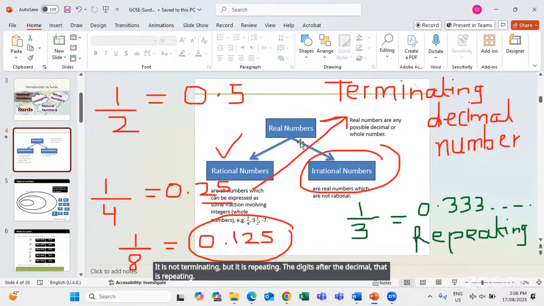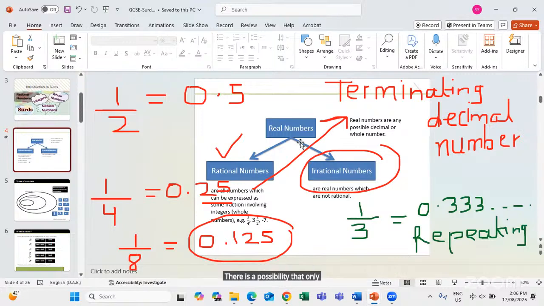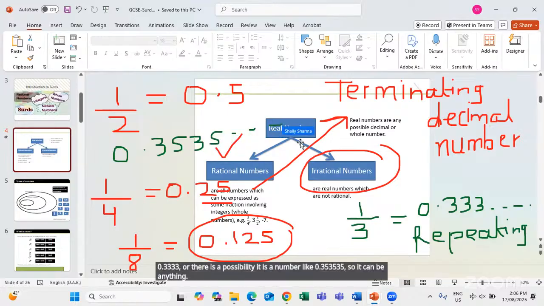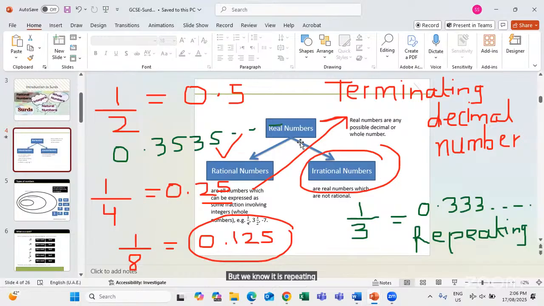There is a possibility that only one digit is repeating, like 0.3333, or there is a possibility it is a number like 0.353535. So it can be anything, but we know it is repeating. So now from here we can see there are two features.